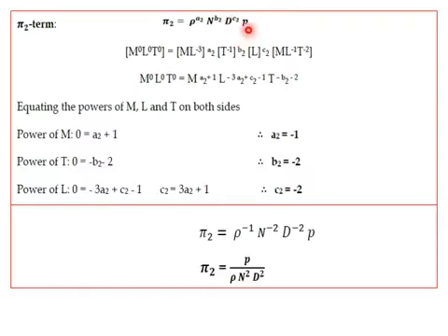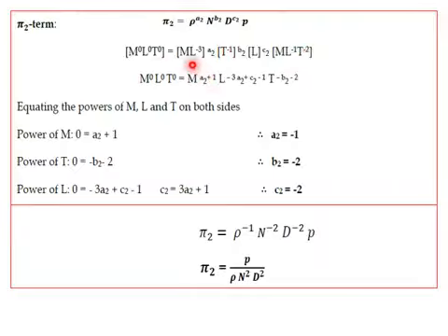Next, coming to the second pi term, that is pi 2. So the non-repeating variable is pressure. Pressure is force by area, whose dimensions are M L minus 1 T minus 2. So M to the power of a2 plus 1, L to the power of minus 3a2 plus c2 minus 1, T to the power of minus b2 minus 2.